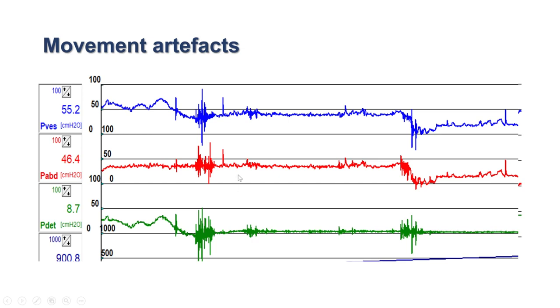Then there can be movement artifacts. We can see that the patient was moved, so there was some knocking kind of artifact in P vesicle and P abdomen, which was translated into the P detrusor also.